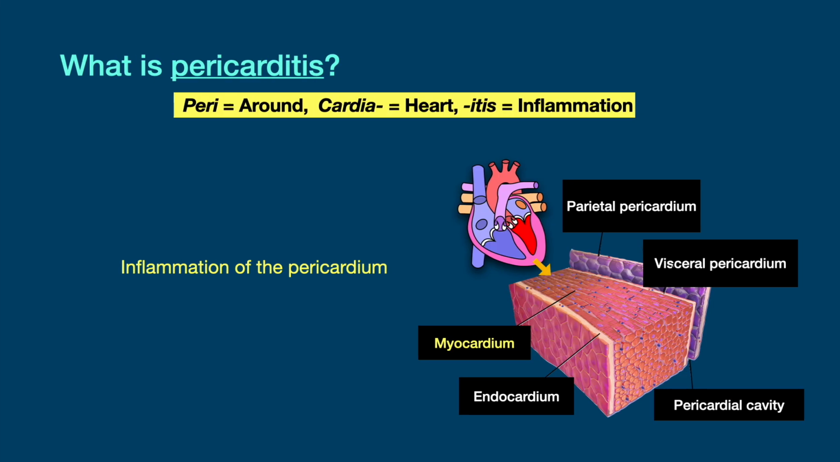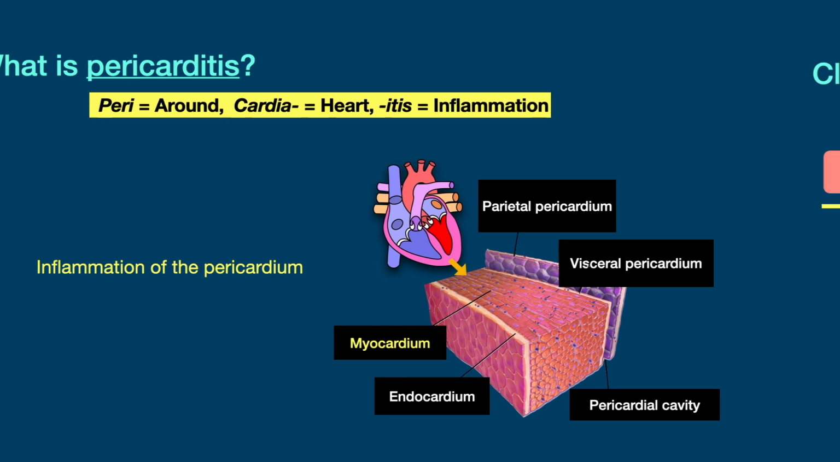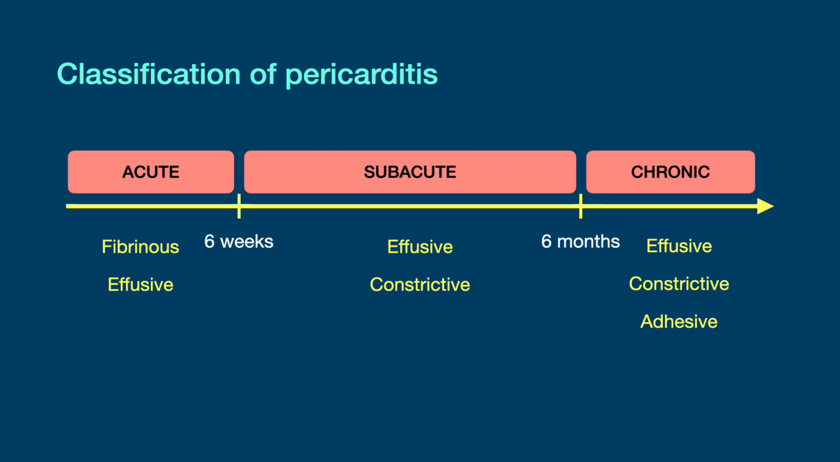So what is pericarditis? Pericarditis is the inflammation of the pericardium, which is the fibrous sac surrounding the heart. Pericarditis can be largely classified based on its clinical classification, which is acute pericarditis occurring less than 6 weeks, caused by fibrinous or effusive type, which could be serous or sanguineous.